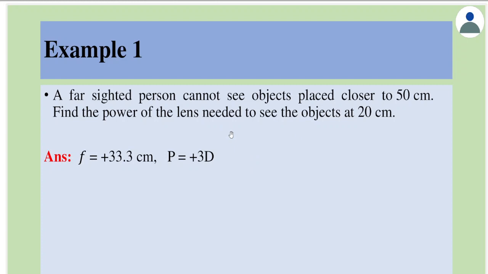Let's do some numericals based on defects of the eye. Example 1 says a far-sighted person cannot see objects placed closer to 50 centimeter. So this person cannot see anything placed before 50 centimeter. Find the power of the lens needed to see the objects at 20 centimeter.